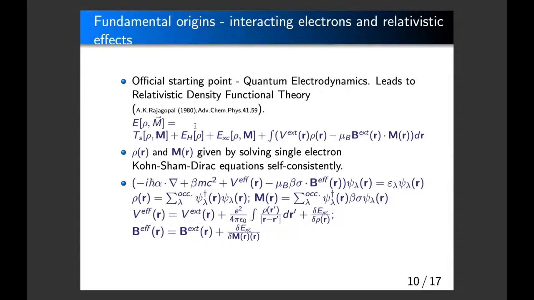So this is at zero temperature. It's the piece that's connected to the kinetic energy of the electrons. It's the Hartree energy, and there's the exchange correlation energy, and then the interaction of the charge and magnetization densities with any applied external field. And then the story behind DFT goes that this is minimized and will give the appropriate ground state charge and magnetization densities by solving these one electron Kohn-Sham equations.